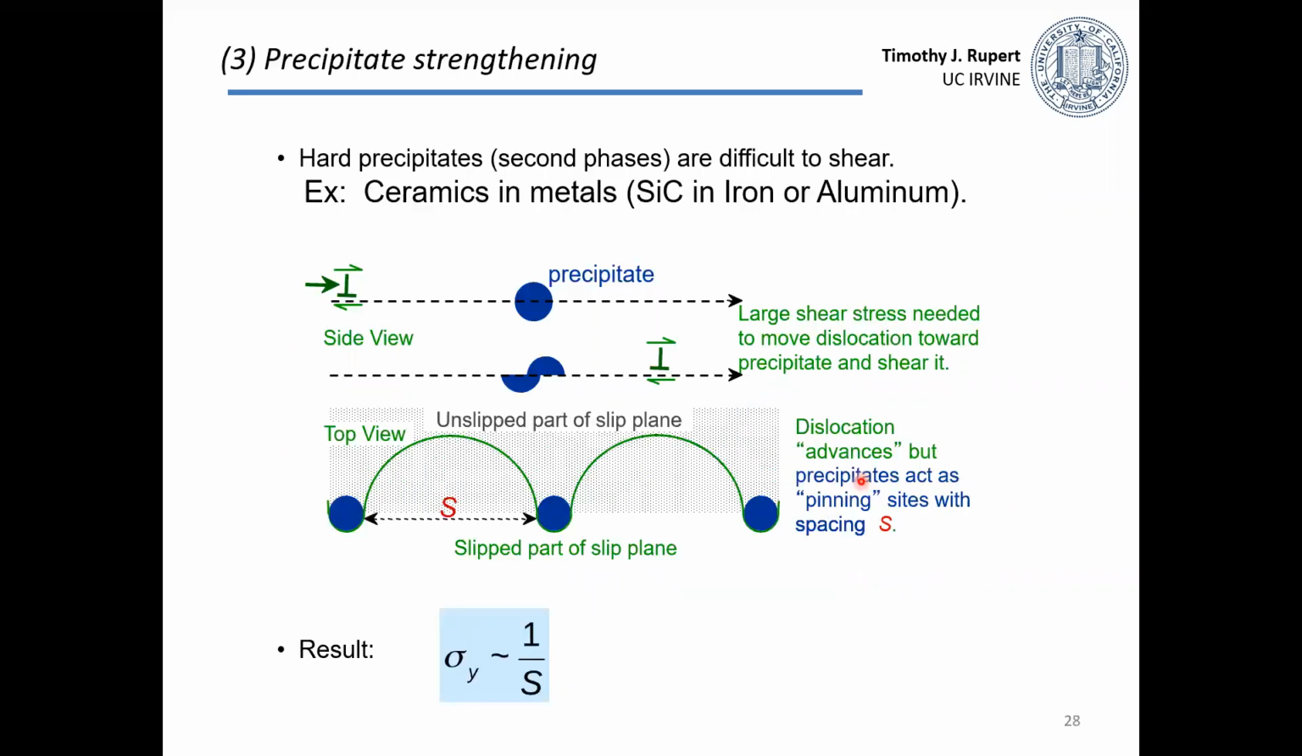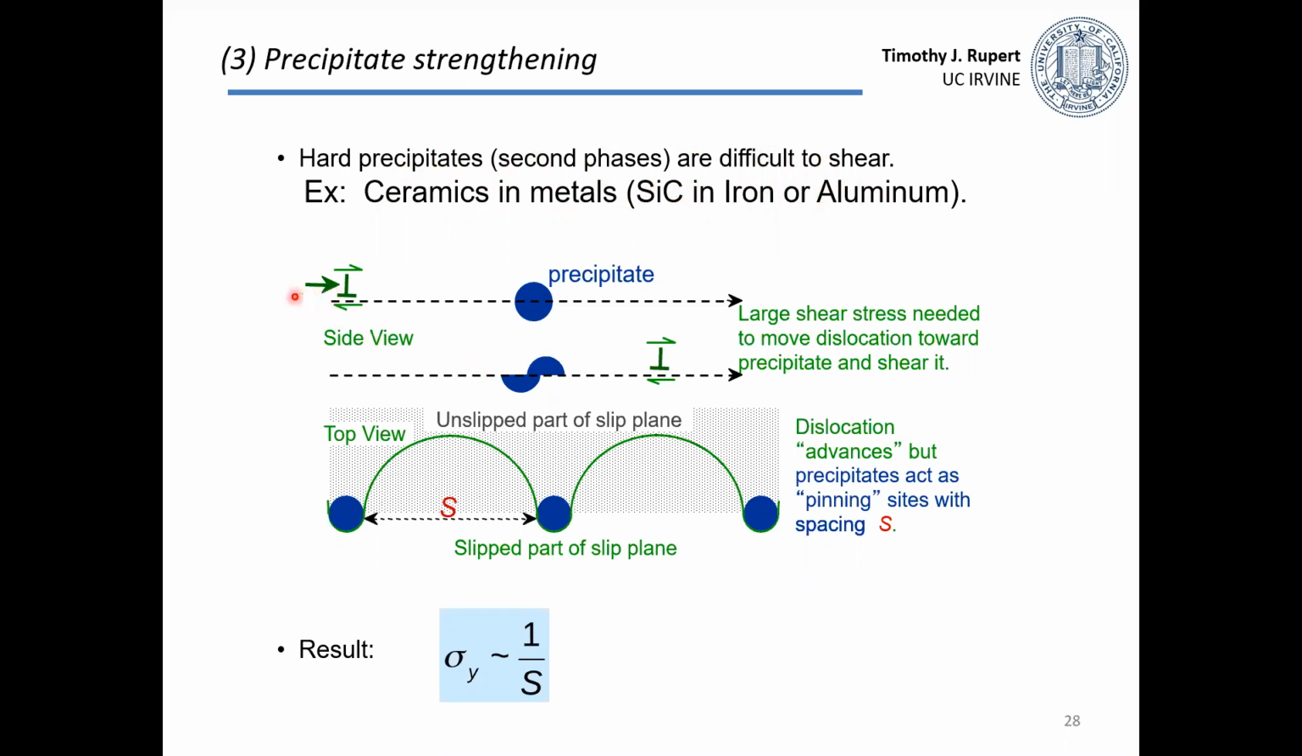Okay? We can also have what's called precipitate strengthening. So this is if instead of just replacing out individual atoms, we have fully distinct second phases. An easy example of thinking about this is if I added ceramic reinforcements. So maybe I added silicon carbide particles to something like iron or aluminum.